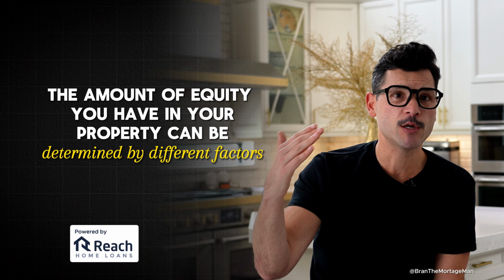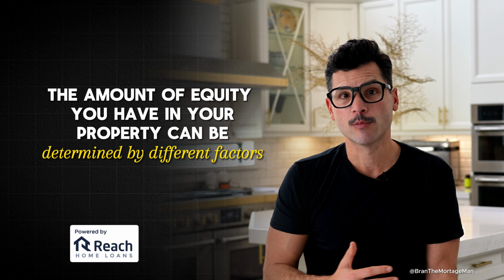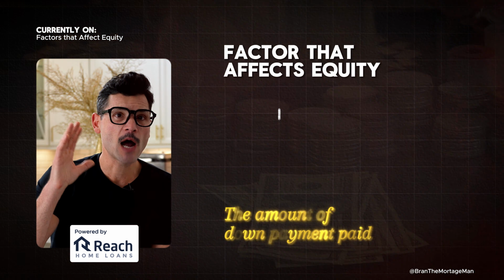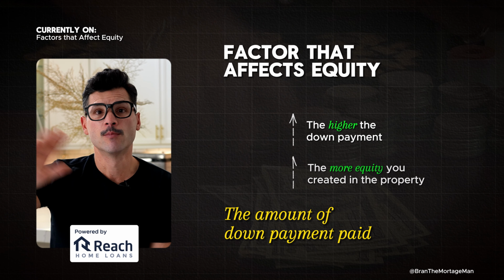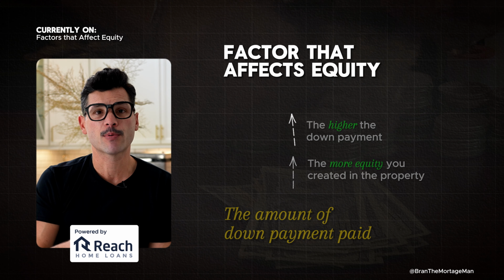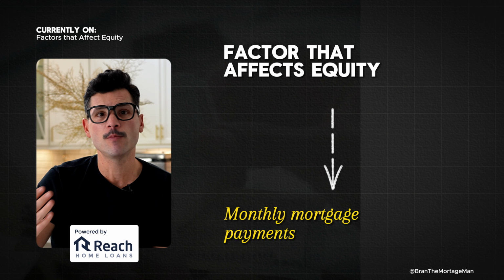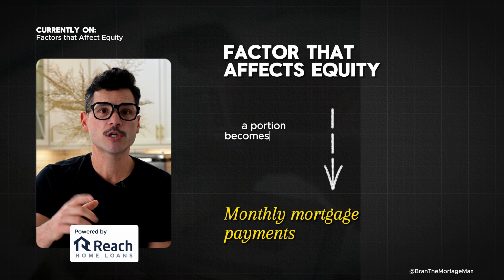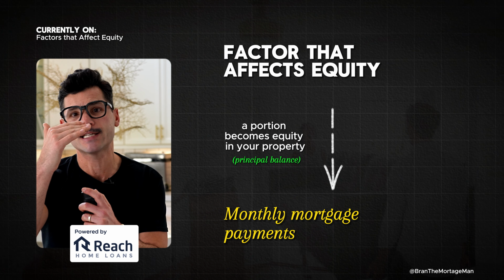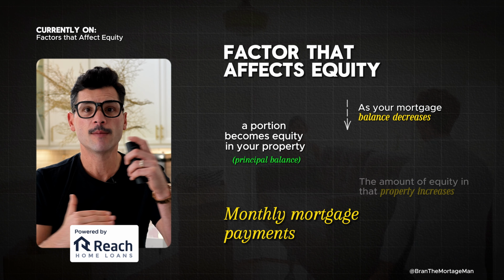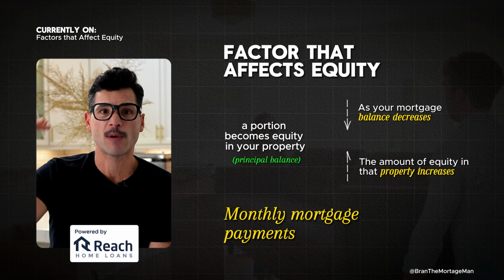Now, the amount of equity you have in your property can be determined by multiple things. There are different factors. How much money you might have put down when you bought your property, because the more money you put down, the more equity you created in that property. Your monthly mortgage payments: as you make those payments, a portion of that payment becomes equity in your property, the portion that pays down the principal balance, because as your mortgage balance decreases, the amount of equity you have in the property increases by that same amount.